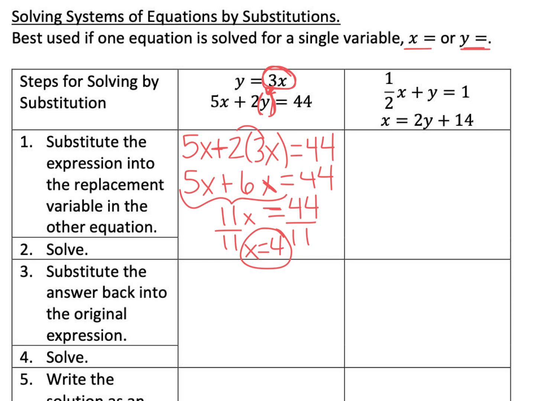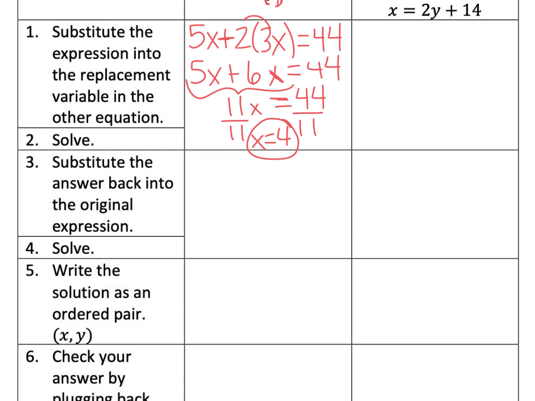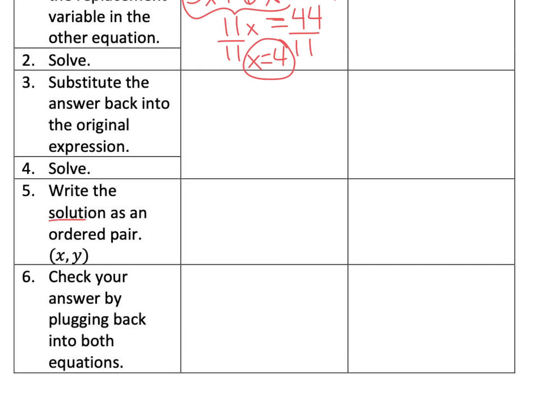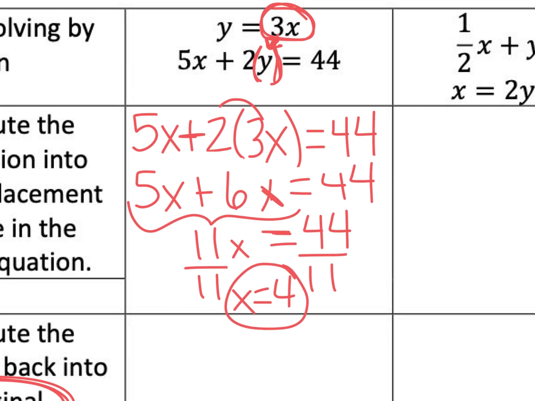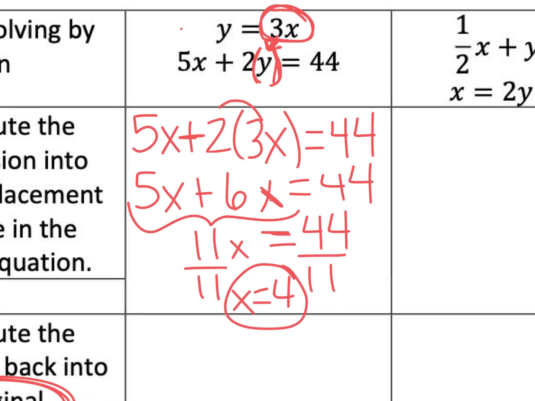So now that we know one of our coordinates, I'm going to come down here just a minute. Write your solution as an ordered pair. So I know my x. My x is 4. Now we got to find our y. We're going to substitute into one of our original equations. You can choose either. I'm going to choose this first one because it's shorter. It looks a little bit easier to manipulate.